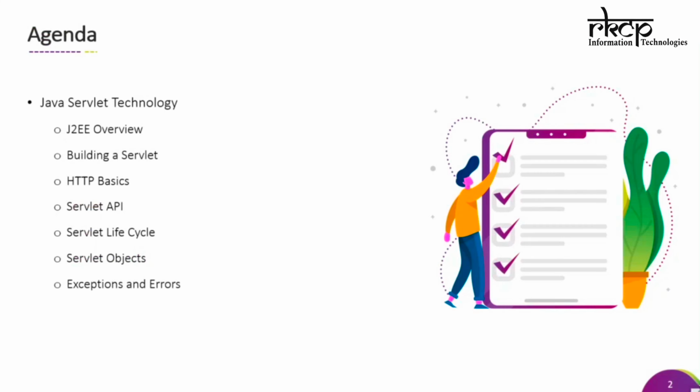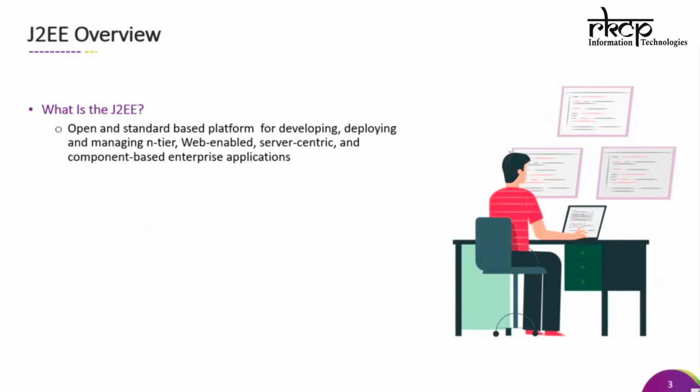Here I am going to give an overview of what concepts you will learn, like you will go through different Java servlet technology, what a servlet will do, how it will work. I will explain in detail a little later, but here you will learn why J2EE. After that, how to build a servlet, what is the meaning of HTTP protocol, how the servlet API works, what is the life cycle of a servlet, what are the servlet objects, and how to handle exceptions and errors in servlets. So here I'm going to start with J2EE application.